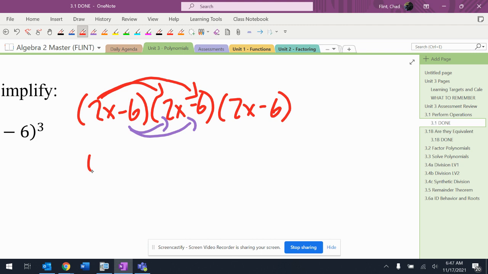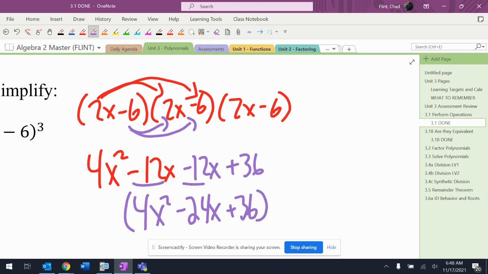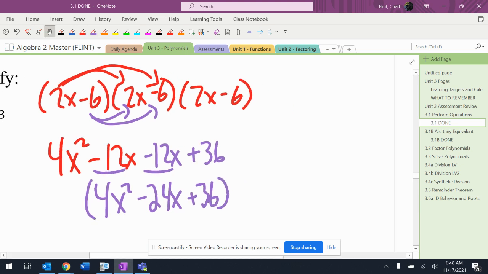So 2x times 2x is 4x squared. 2x times -6 is negative 12x. -6 times 2x is negative 12x. And -6 times -6 is positive 36. That's going to give me 4x squared minus 24x plus 36, combining those 2 terms right there that are like.